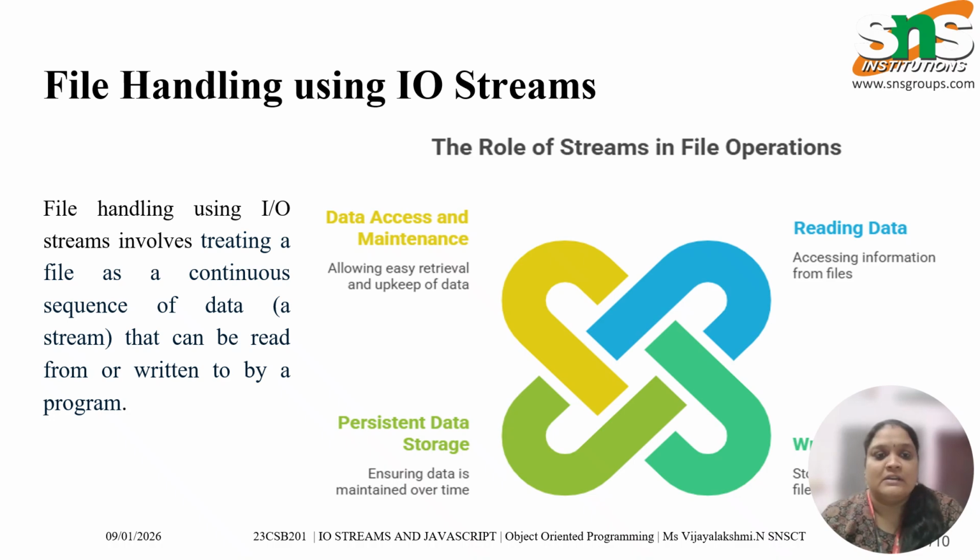And what is file handling using IO streams? File handling using input output mainly involves treating a file as a continuous sequence of data that can be read from or written to by a program. The main role of file operation is reading and writing. That means data access and maintenance, easy retrieval of data. In reading, we are accessing the information from the file, and we are buffering the file for a certain purpose, and we are writing the file to the output.